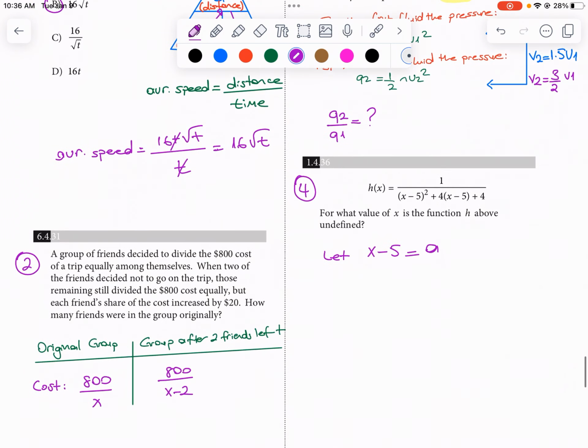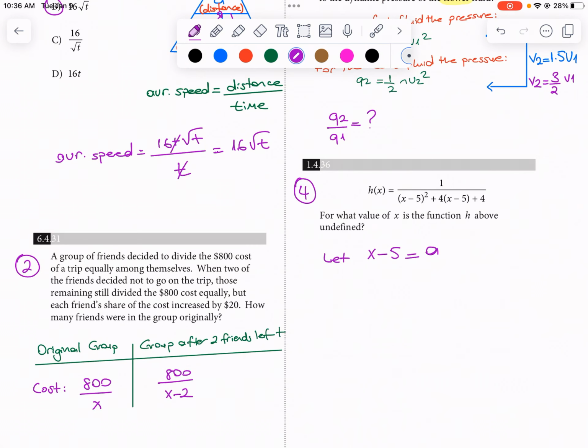A group of friends decided to divide the $800 cost of a trip equally among themselves. When two of the friends decided not to go on the trip, those remaining still divided the $800 cost equally. But each friend's share of the cost increased by $20. How many friends were in the group originally?